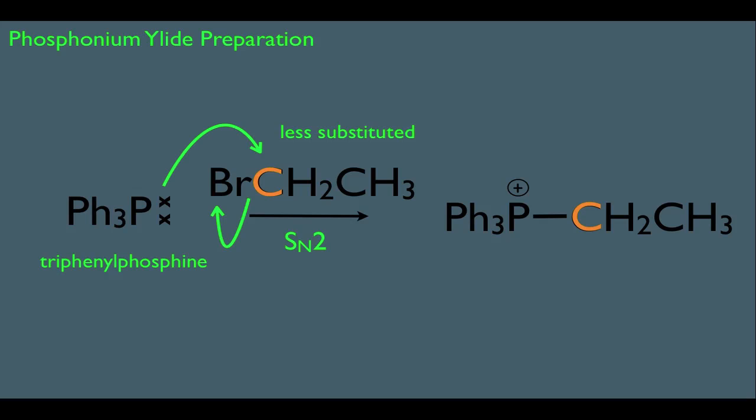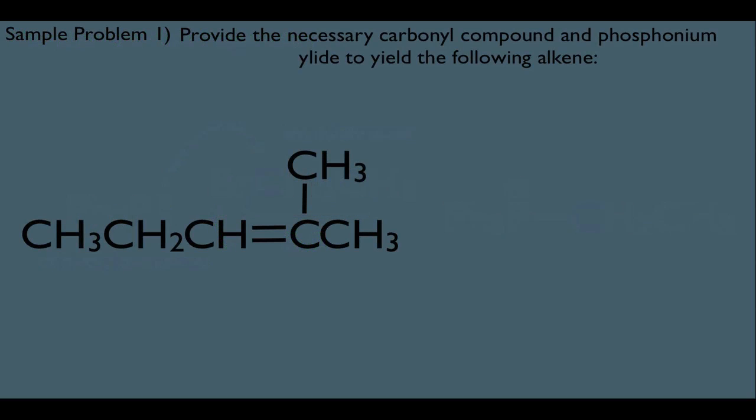So, to increase our yield in a Wittig reaction, we want the phosphorus ylide carbon to be as less substituted as possible. That means, going back to our example problem here, you would look at each carbon within the alkene and ask yourself which one is more accessible or less substituted. Notice the carbon right here at the arrow has technically 3 carbons directly connected to it, and this carbon has directly connected to it only 2 carbons.